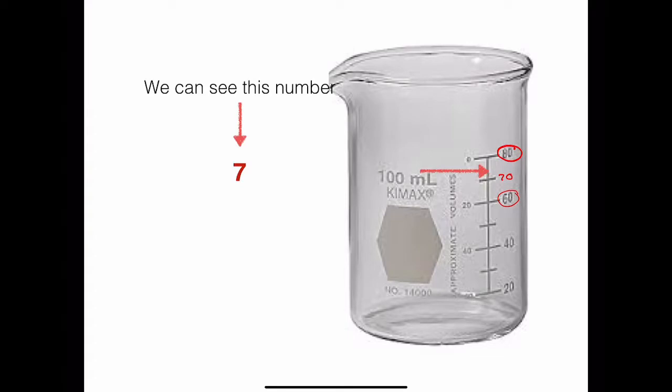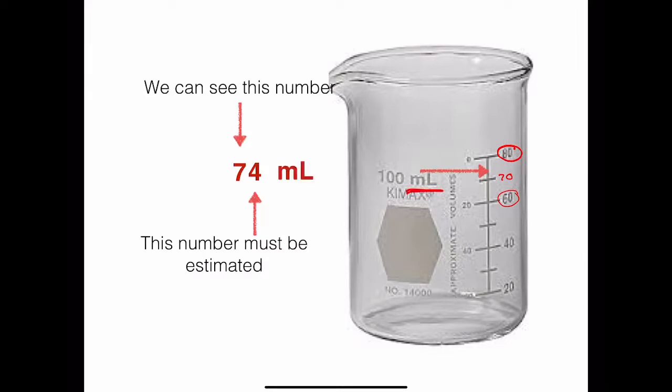I can guess by this. It doesn't look like it's quite halfway, but to me it looks like it's about 74 milliliters. I cannot estimate anything beyond that because I already estimated one digit. After I'm done estimating that one digit, I have to stop with my measurement and then put my unit on the end. And we can see again here that the unit is milliliters. So for this specific arrow, I'm calling this 74 milliliters.